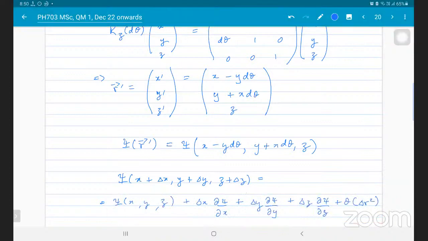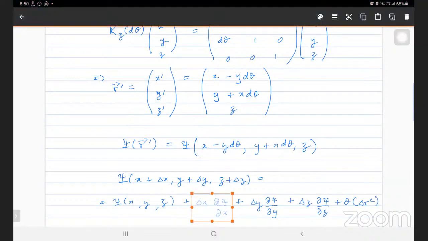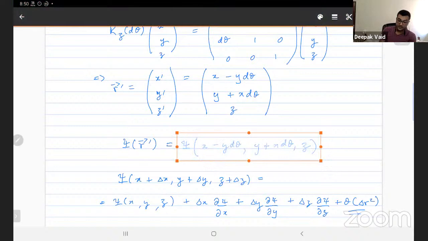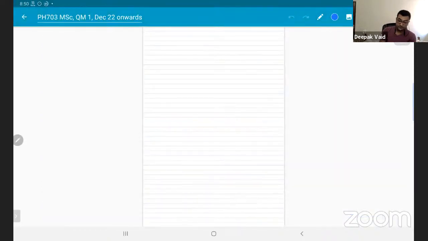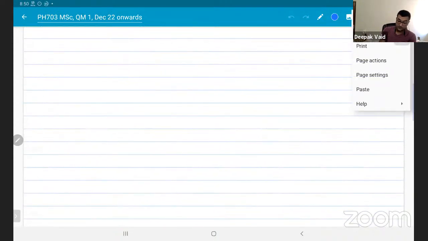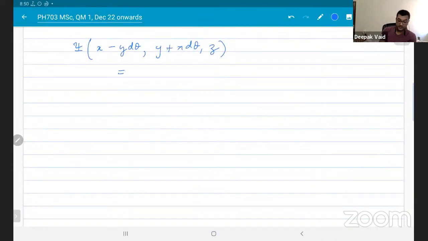Yes, sir. Okay, na? Now I'm just doing the Taylor series expansion. So when you look at the term associated with x, you have to take the derivative of psi with respect to x. When you look at higher order terms, you will get dx, dy, dz and all that, but we are not concerned with that. Okay? So now let me take this function and Taylor expand it in this way. Okay, this is the function. Now I'm going to Taylor expand it.